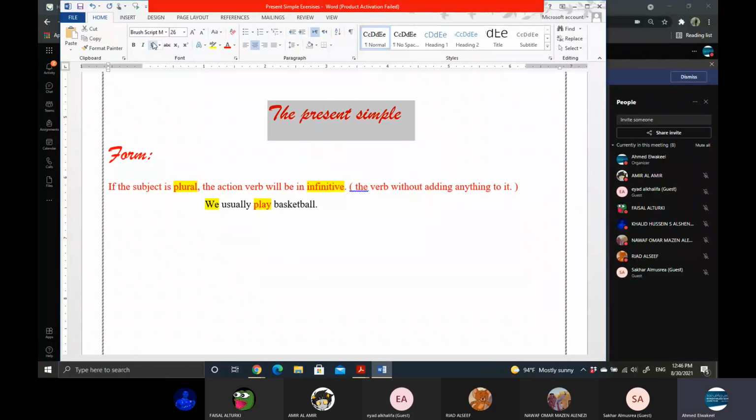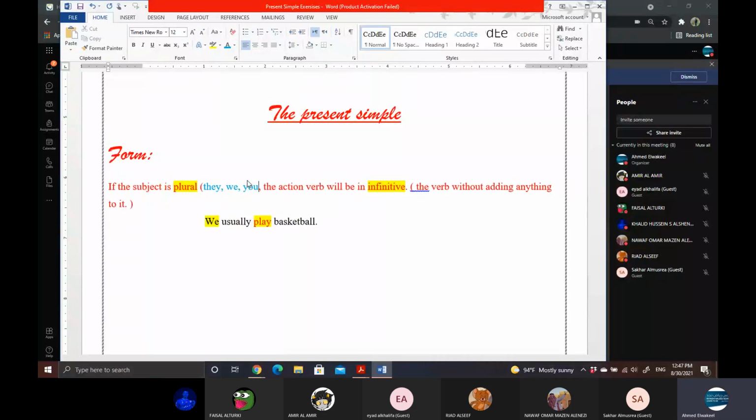So plural subjects like we or they. If you have the pronoun they, for example, the pronoun we, the pronoun you, and the pronoun I. Of course, all of these along with the plural nouns like boys, girls, books, cars. So all the plurals require an infinitive verb, like we usually play. I go to my work late. So I have the pronoun I, and after the pronoun I, we put the verb also in infinitive without adding anything.